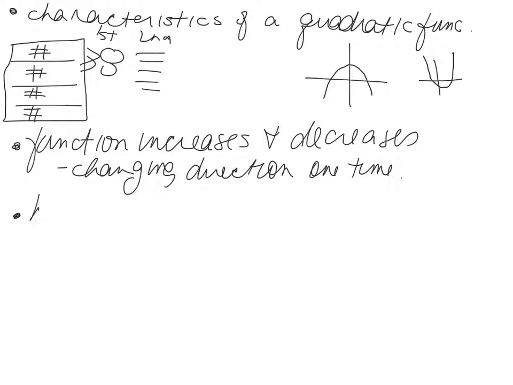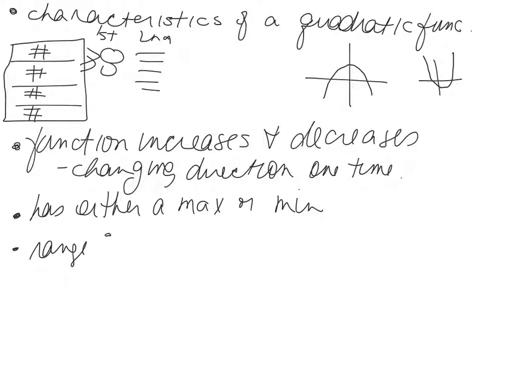Therefore, it has either a maximum or a minimum, depending on if the quadratic graph opens up or opens down. The range is either negative infinity to a, which would be the maximum, or a to infinity, which would be a minimum. A would be the minimum.